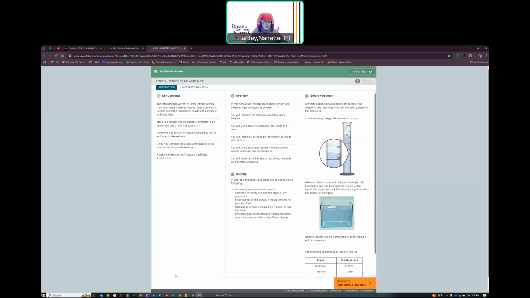Key concepts. The International System of Units, SI, from the French Système International d'Unités, is used in scientific research to ensure consistency of collected data. Mass is a measure of the quantity of matter in an object and one of the 7 SI base units. Volume is the amount of space occupied by matter. Density is the mass of a substance divided by its volume. And a cubic centimeter equals 1 milliliter. That is something we need to know and is available to us.